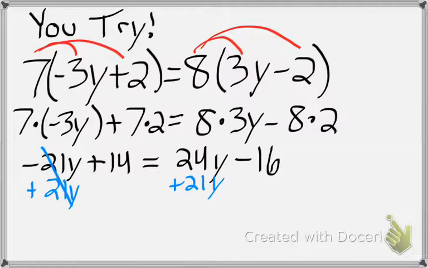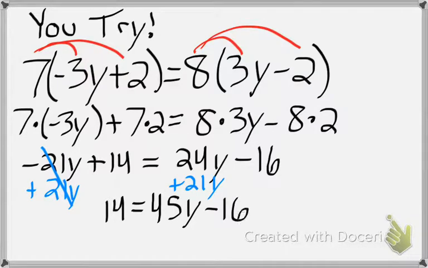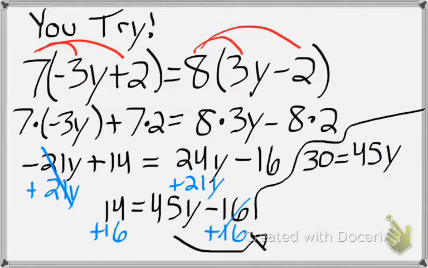Cancel on the right side. 14 equals 24 plus 21, excuse me, that's 45. So we have 45y minus 16. Now you have a two-step equation, and I think many of you can take it from here. You'll end up with 30 equals 45y, and I'll just finish from there by dividing both sides by 45.